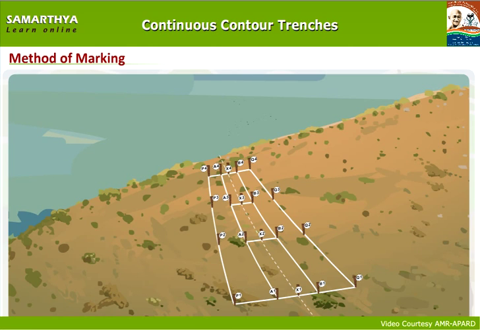Marking the berm line. From P1, measure 0.6 meters on bottom side and fix a wooden pole and mark it as S1.